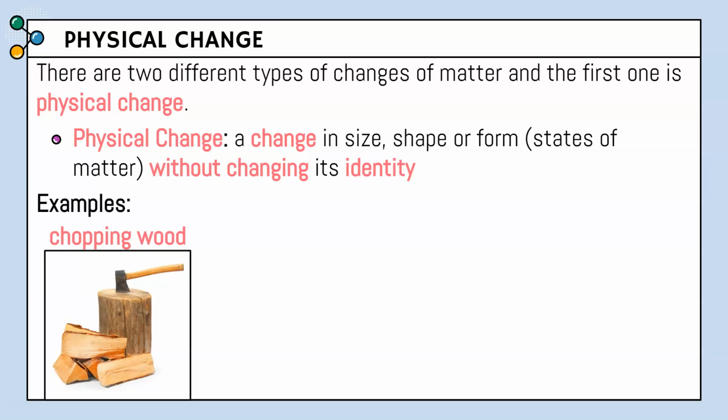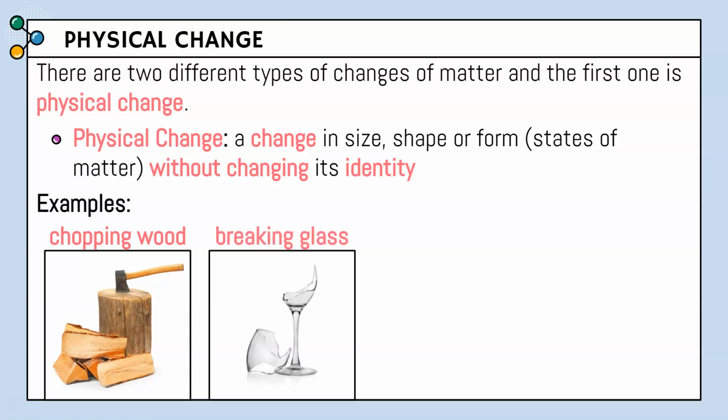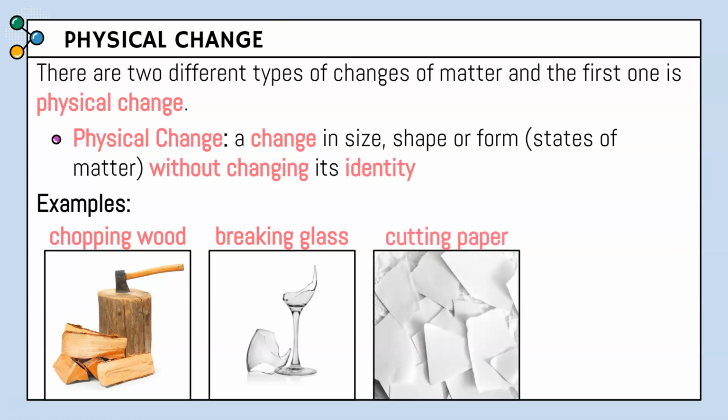Chopping wood. We can take a log, chop it into smaller pieces, it's still wood at the end of that change. Breaking glass. You might have dropped a glass cup on the ground in your kitchen. It's kind of not a cup, but it's still glass. It started off with glass and it ends in glass. It's just changing its shape and size. Cutting paper, same thing. You got a whole copy paper, you cut it up into pieces, it's still paper.